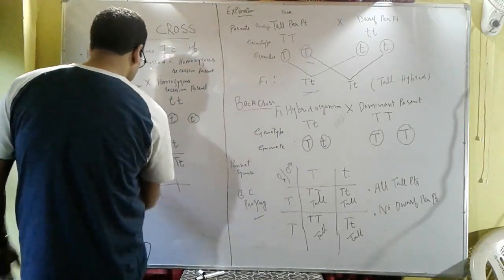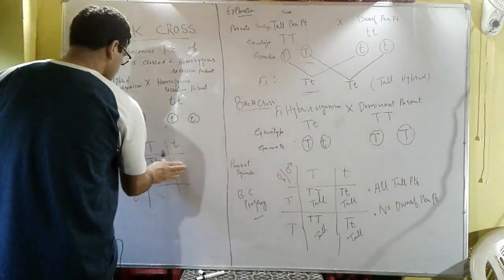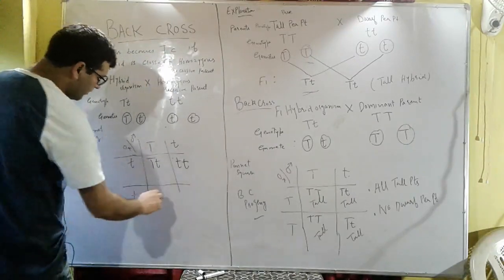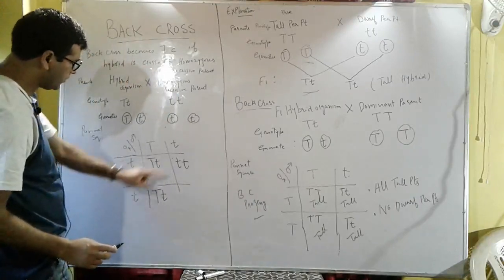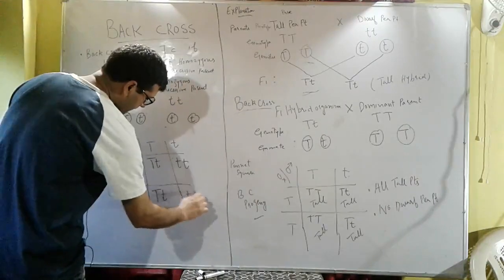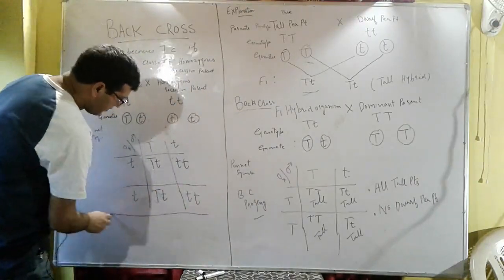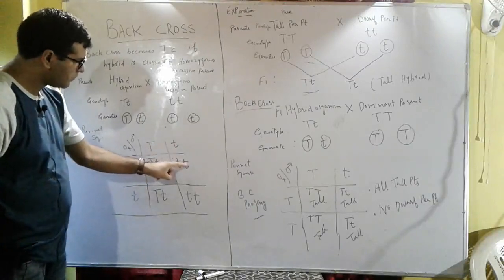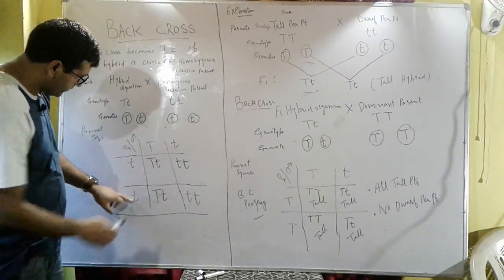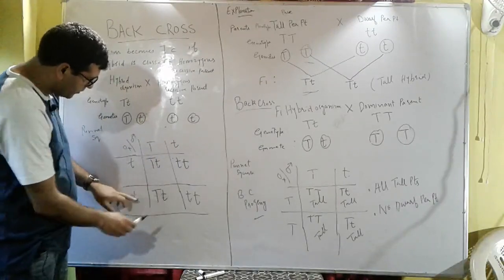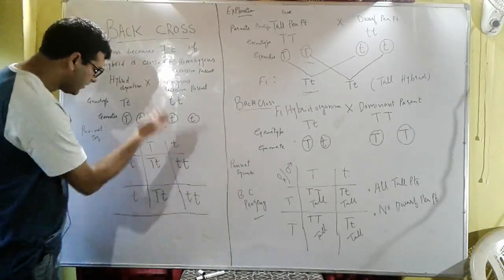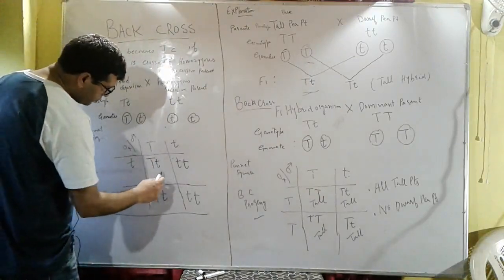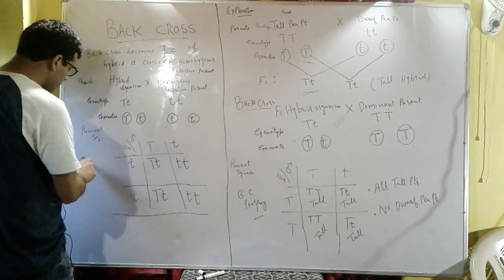So we have got capital T, small t, capital T, small t, then small t, small t, and small t, small t. This is the genotype of the individuals, the genotype of this progeny. This is the test cross progeny.